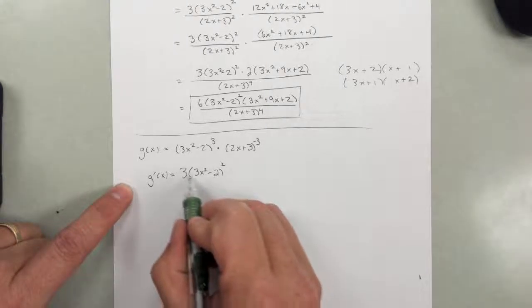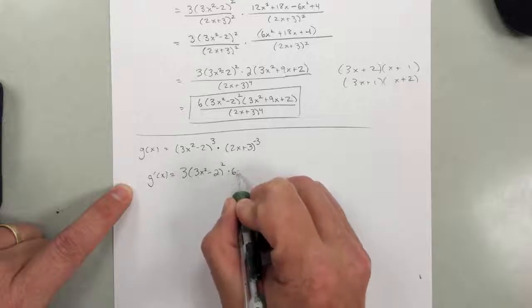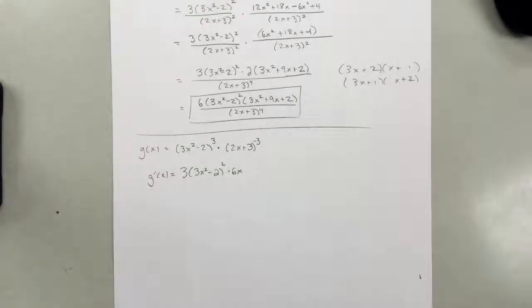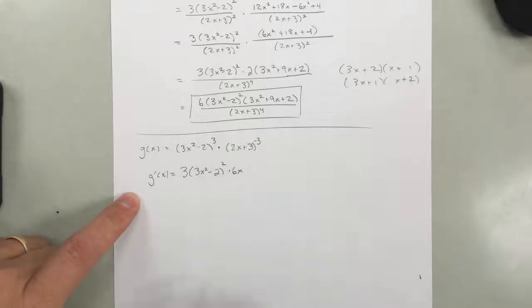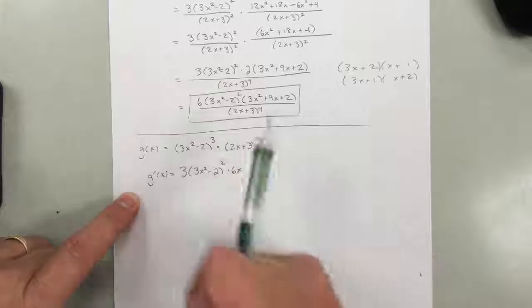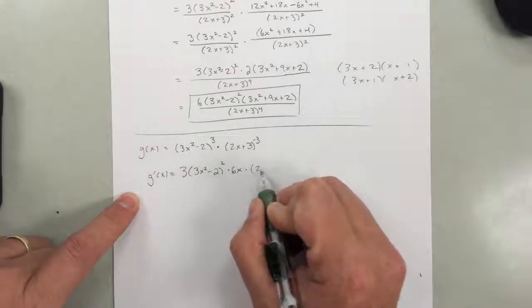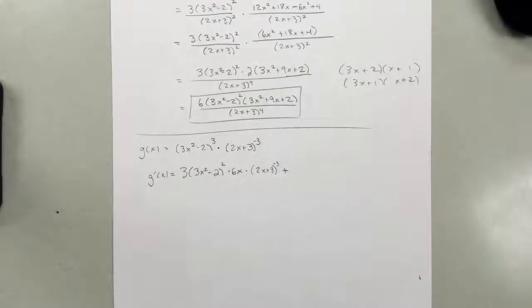And then we have to remember to take the derivative of the inside, which is the 2 comes down, multiplies by the 3, and we get 6x to the first power minus 0, which I don't need to write. So this whole thing is the derivative of the first. Now we have to do that times the second. Okay, now we just got to do this again.